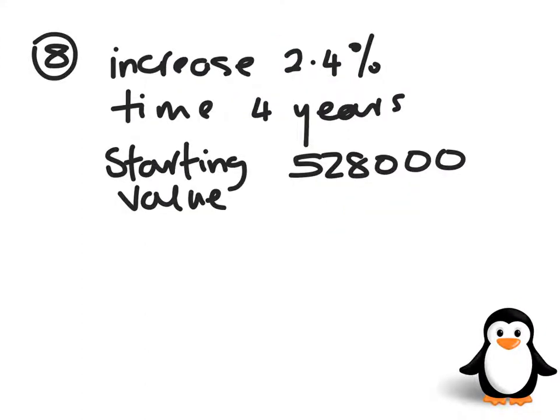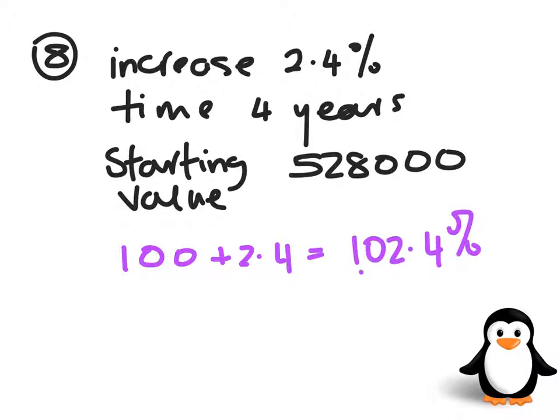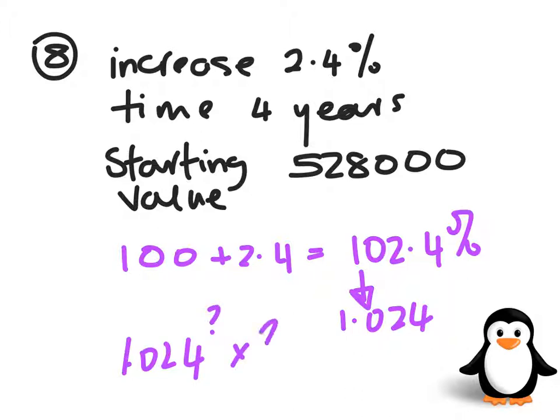And then finally, number 8, probably the easiest question of the lot. A 2.4% increase, 100 add 2.4, 102.4%, turn it into a decimal, 1.024, and then you've got your 1.024 to the power of the number of years, times the starting value. Okay, and remember the question's asking to the nearest 1,000.